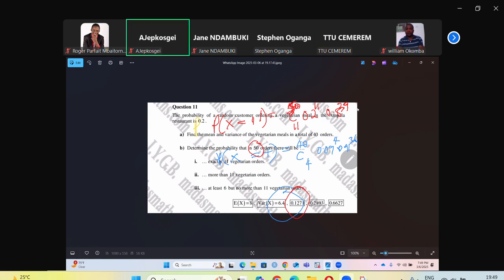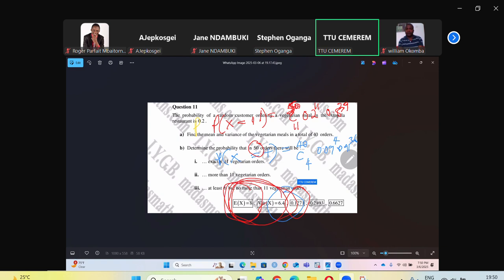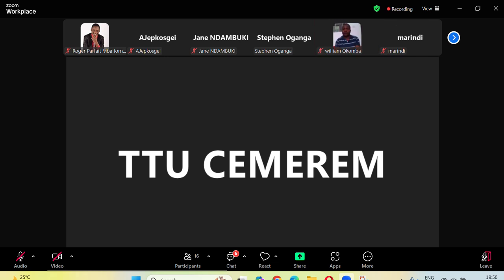Guys, let me handle something quickly here. For each probability distribution, maybe Abigail, stop sharing, but note the answer for part A. For these two parts, mark the answer down. I'll ask you the answer. So the expected value, another name for mean is expected value, and variance is usually denoted by variance of X. So note those two answers: 8 and 6.4. Is that okay?